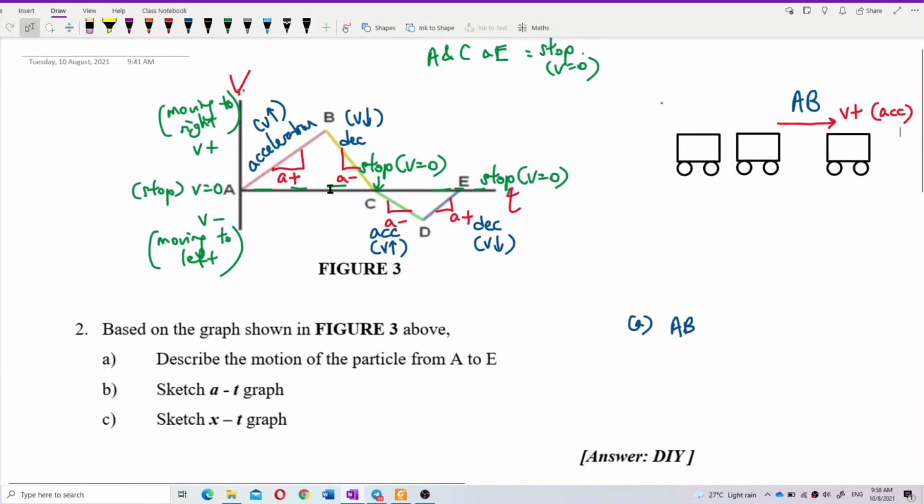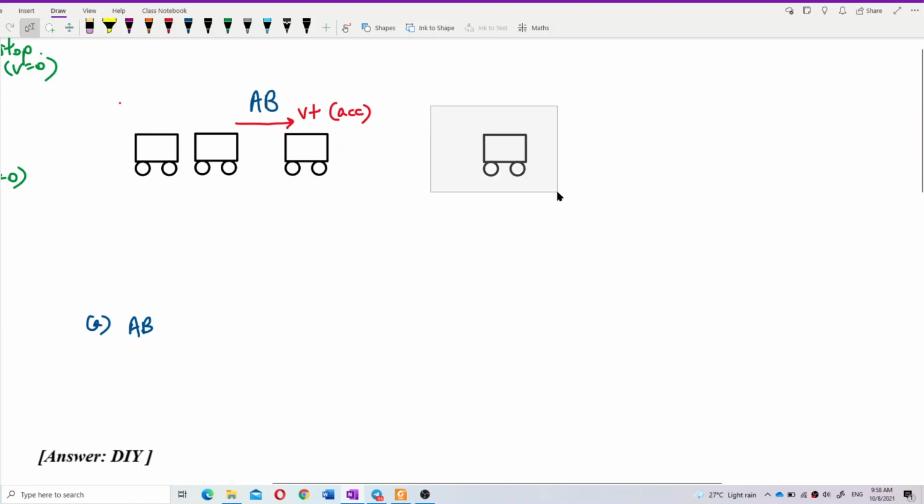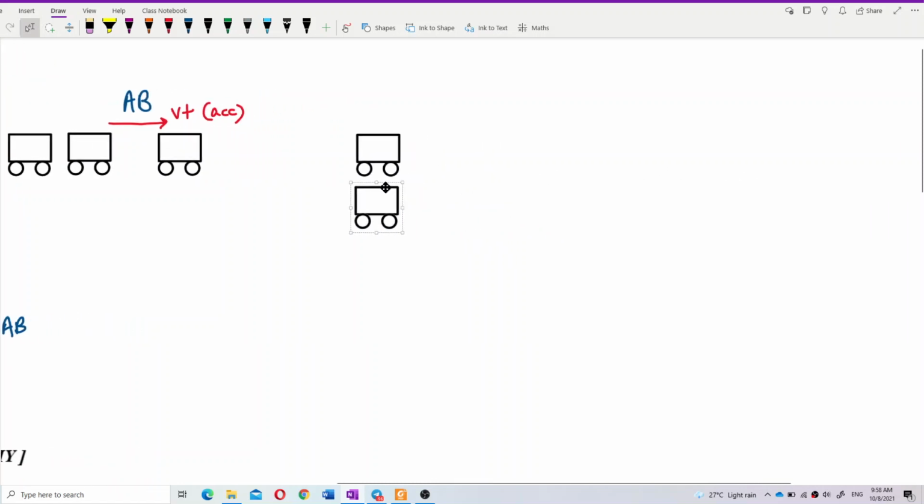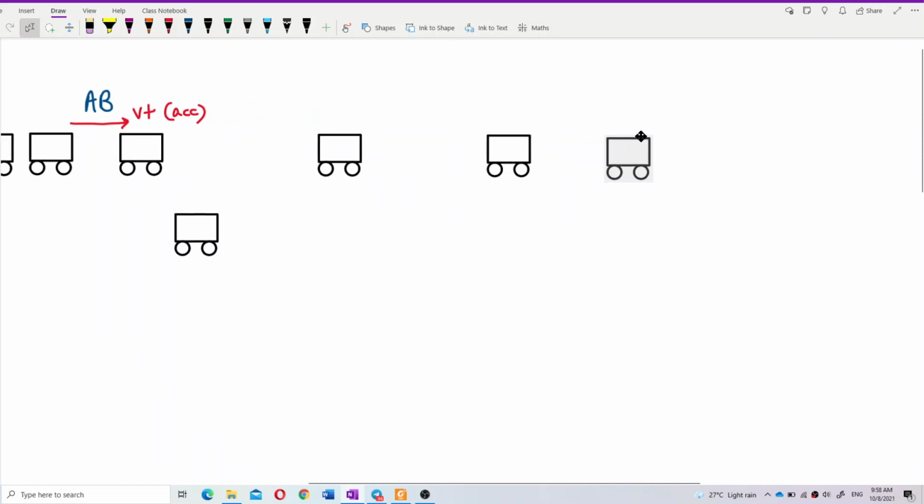Now, how about B to C? B to C is also velocity positive. Velocity positive means it's moving to the right, but it's decelerating, becoming slower and slower. It becomes slower and slower until finally it stops.